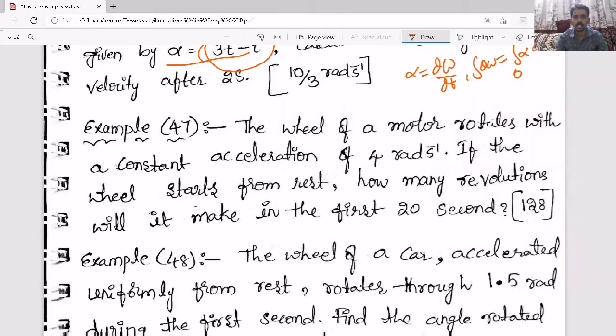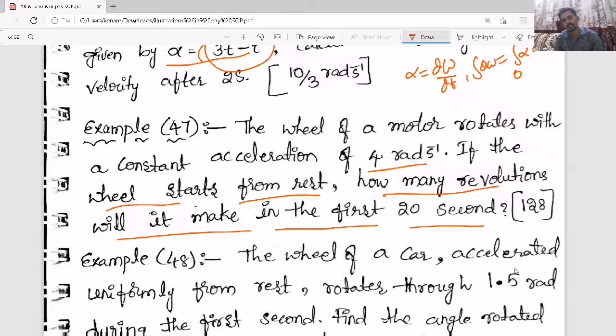A wheel of a motor rotates with constant angular acceleration of 4 radian per second squared. If the wheel starts from rest, how many revolutions will it make in the first 20 seconds? Number of revolutions means theta by 2 pi. One revolution means it will cover 2 pi angle. So the number of revolutions is the total angular displacement divided by 2 pi.